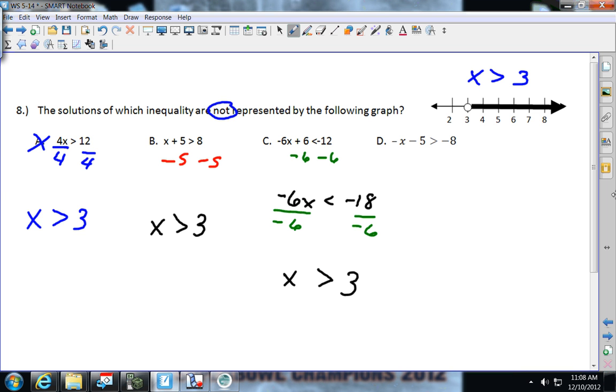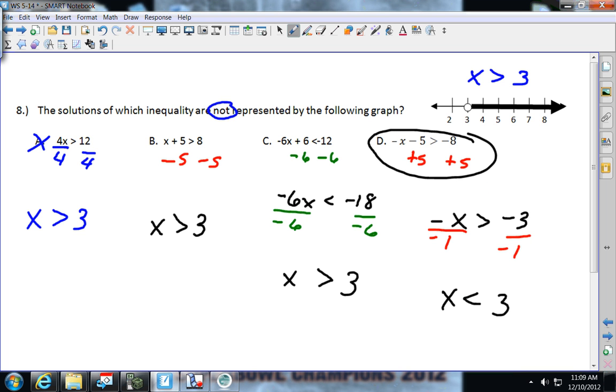Let's see if this one's not. I'm going to add 5 to each side. I get -x is greater than -3. Divide by -1. When you divide by a negative, you have to flip the sign. There it is, because that's less than. So this is not the right answer. That problem does not give us the same answer.